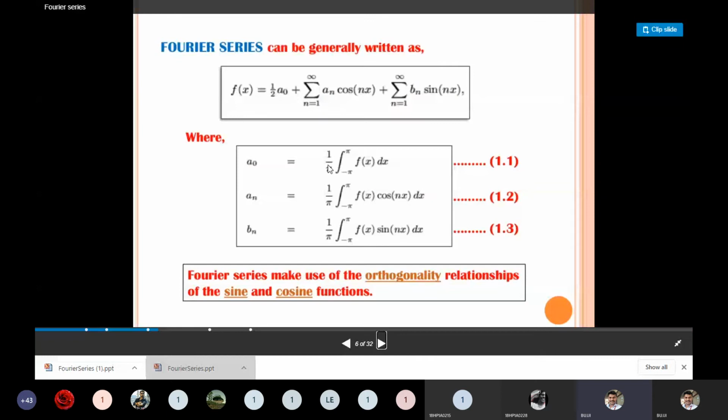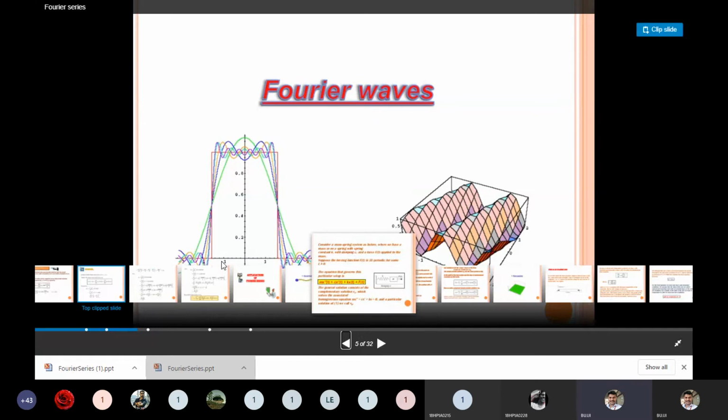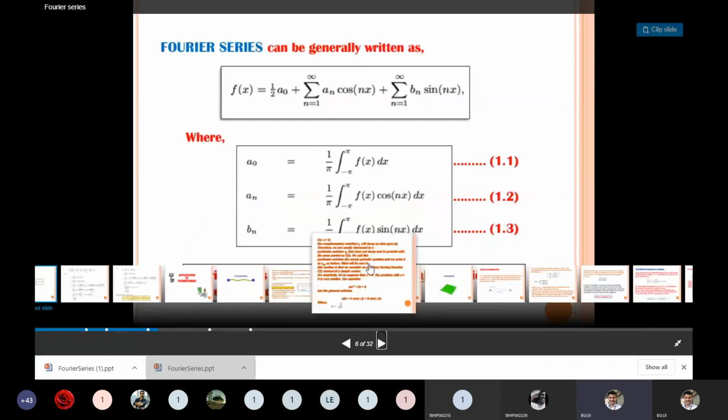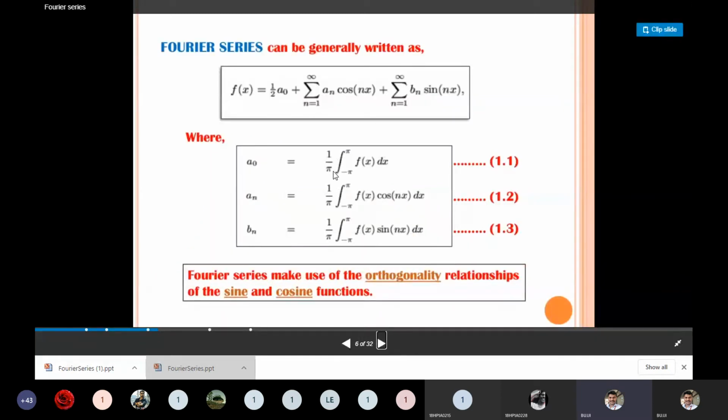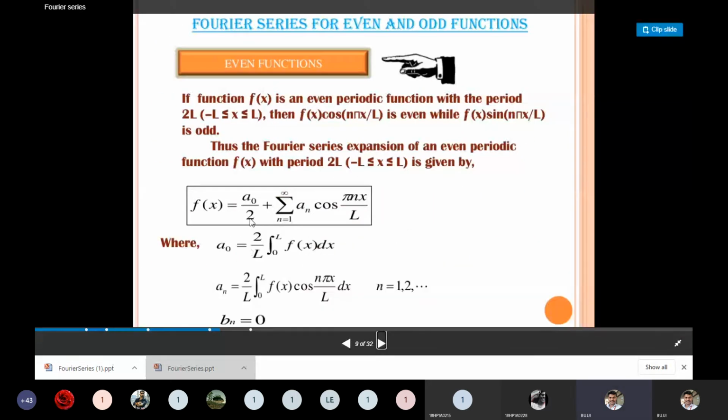Simply we can explain a naught, the basic formula. A naught equal to 1 by pi, actually it is over a period taken, that's why minus pi to plus pi. 1 by pi, that means time period boundary, f of x dx. Like this, it is 2 by L, 0 to L, f of x dx. We are getting some DC function. One formula is only given.